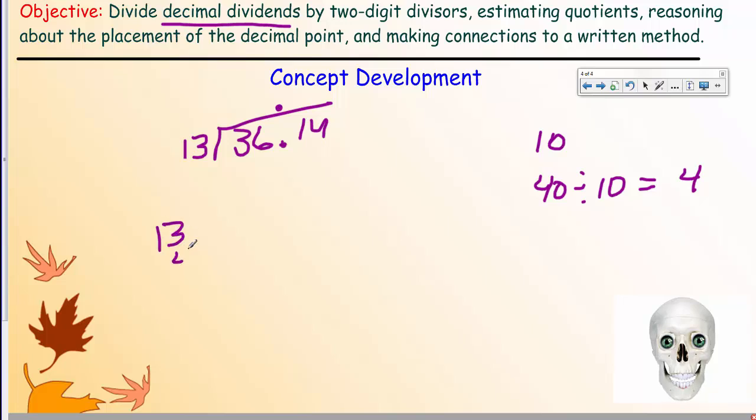Well, if we took 13 times 4, that's going to be way too much, actually. Because we've rounded really high here, I guess. Maybe you can already see that 13 times 2 is 26. That's about the best we're going to be able to do here. So 13 times 2 is 26.